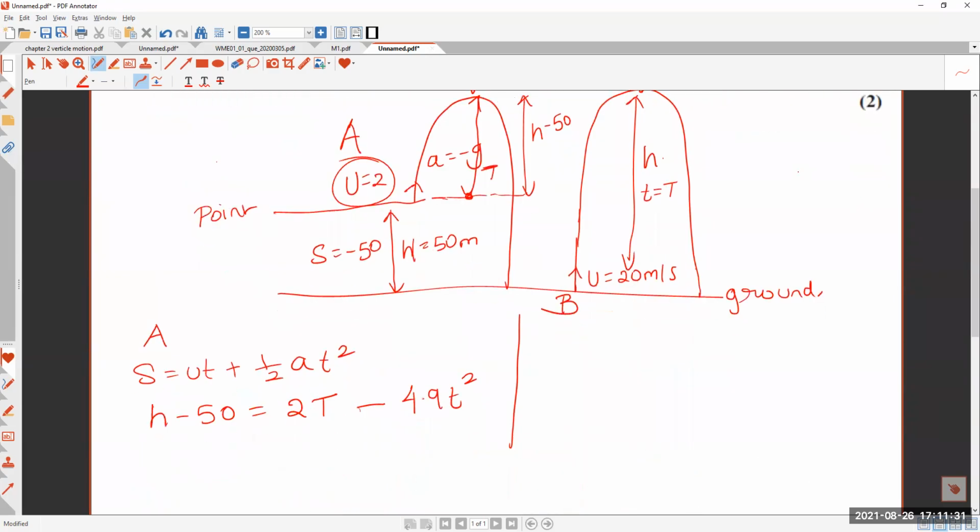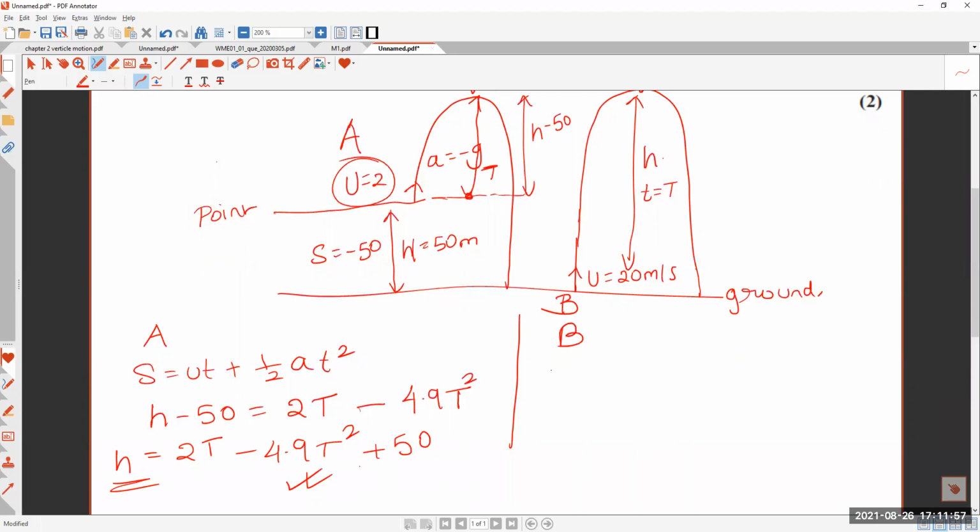Okay, so I made another mistake over here. This should be capital T square. So h equals 2T minus 4.9 T square plus 50. This is how I can simplify it. Let's go with B now. We will make the equation for B.